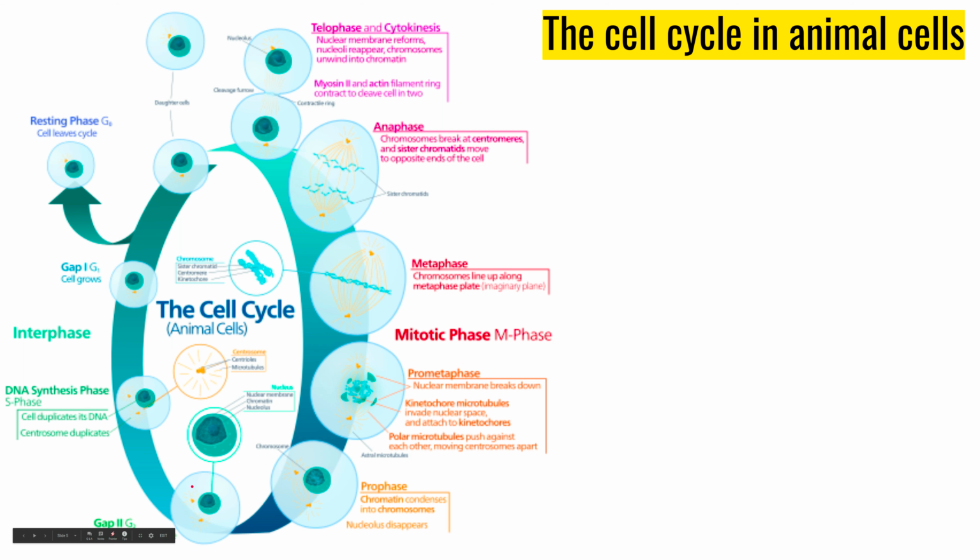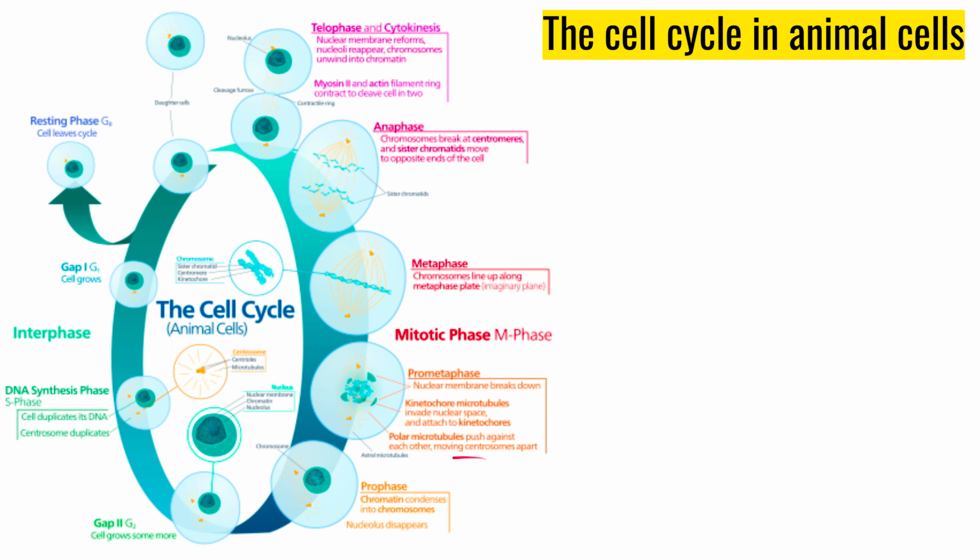In gap 2, G2, the cell grows some more. Also, all of its organelles are duplicated. In prophase, the chromatin condenses into chromosomes and the nucleolus disappears. In prometaphase, the nuclear membrane breaks down, and the kinetochore microtubules invade the nuclear space and attach to kinetochores.